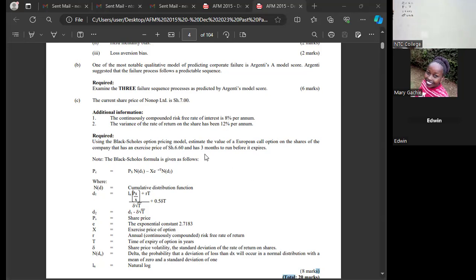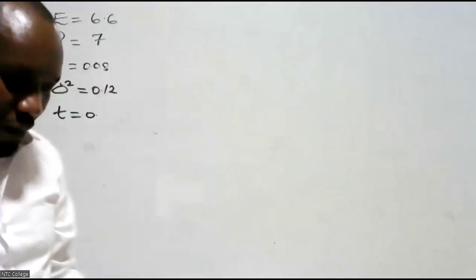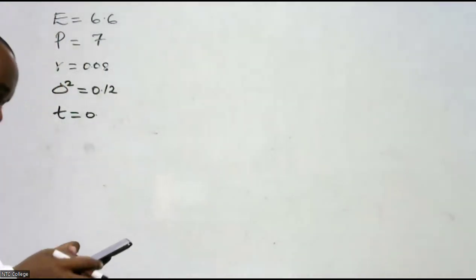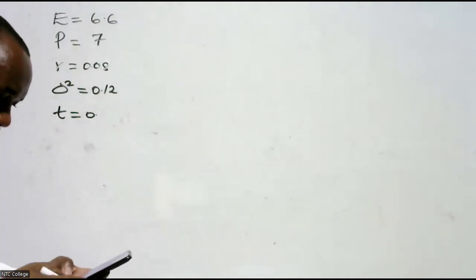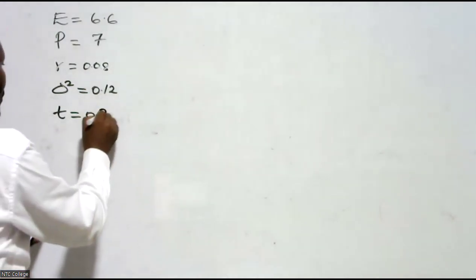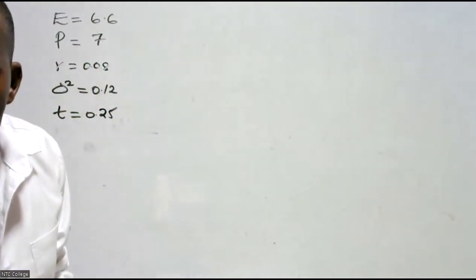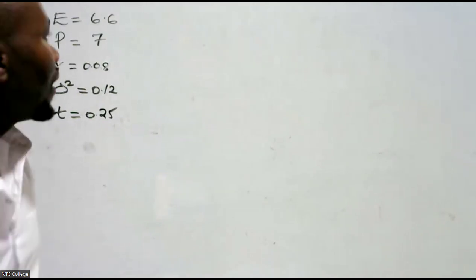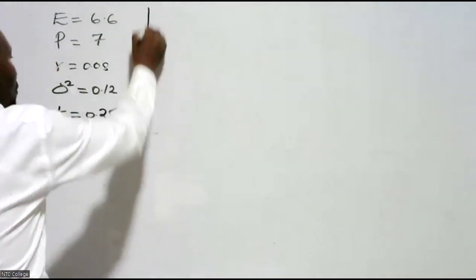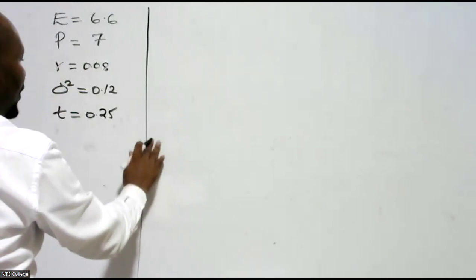What else are we given? Time is 3 months. T is 3 months, which is the same as 3 over 12. So month must be in years. So 3 over 12 is 0.25. So from here we can do it, right? The only thing that you can do for me is to respond so that I know that we are together.